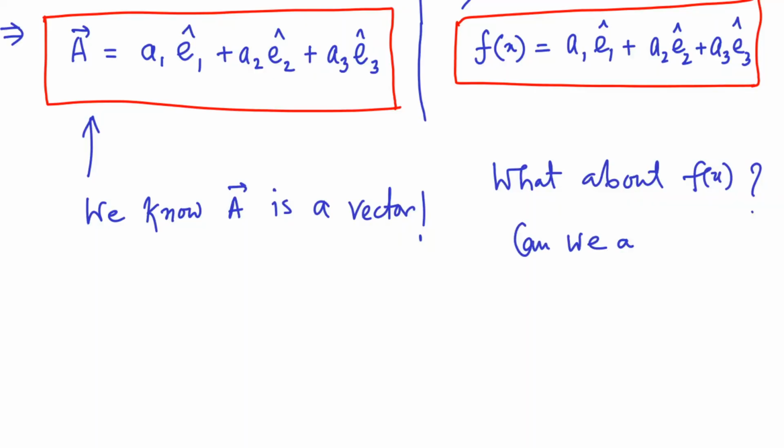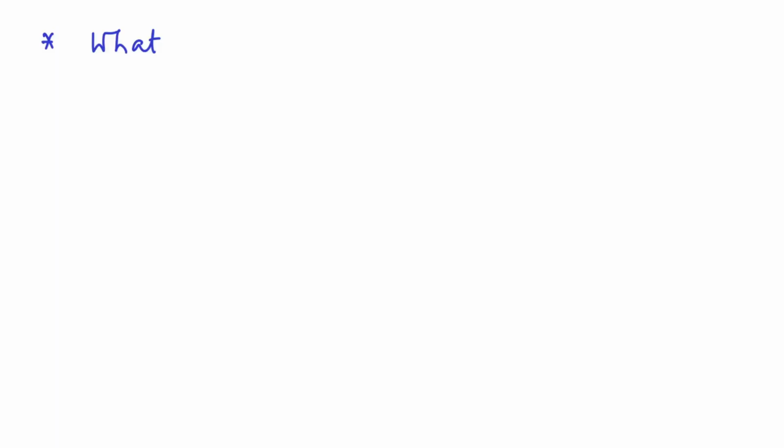Because it seems to satisfy the properties of A. For example, if you add two such functions, it gives you a function of the same kind. If you multiply by a scalar number, again it gives you a function of the same kind. Can you also view the function f of x as a vector? The answer turns out to be yes. If f of x is a vector, then you can ask me, what is the direction of f of x? Does it have a direction like a position vector?